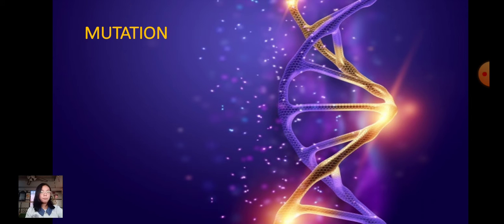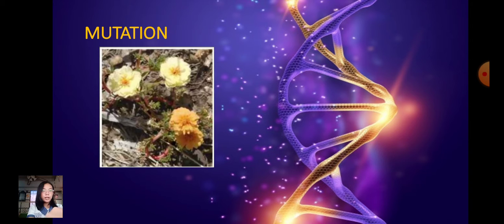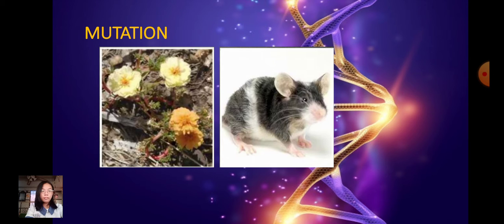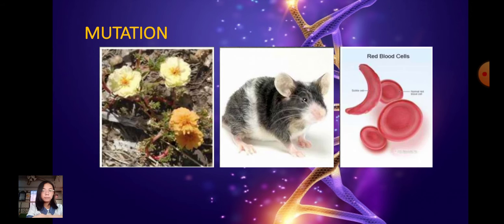Here are some examples of mutations in plants, animals, and humans. A mutation in this garden rose has caused some of the flowers to grow orange rather than yellow. A fairly common mutation in mice causes bands in the coat around the body. A common mutation in humans causes red blood cells to be shaped in a sickle pattern.